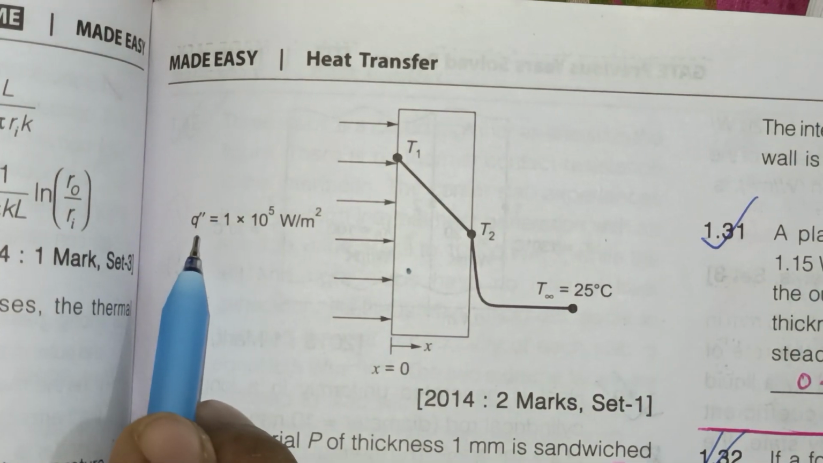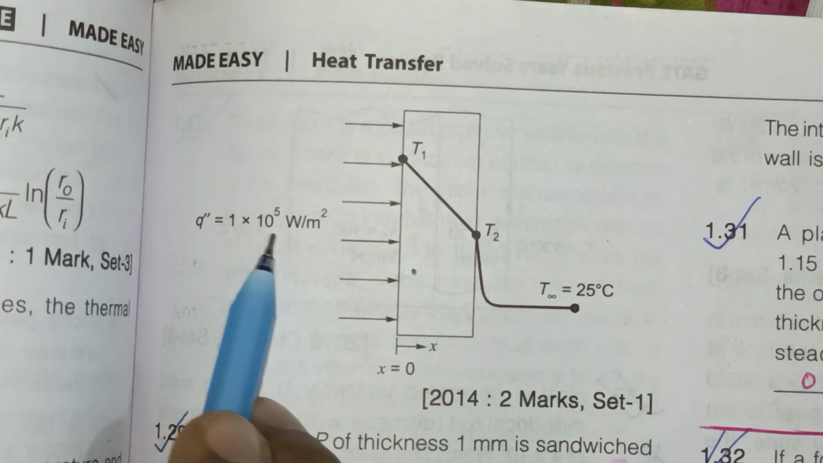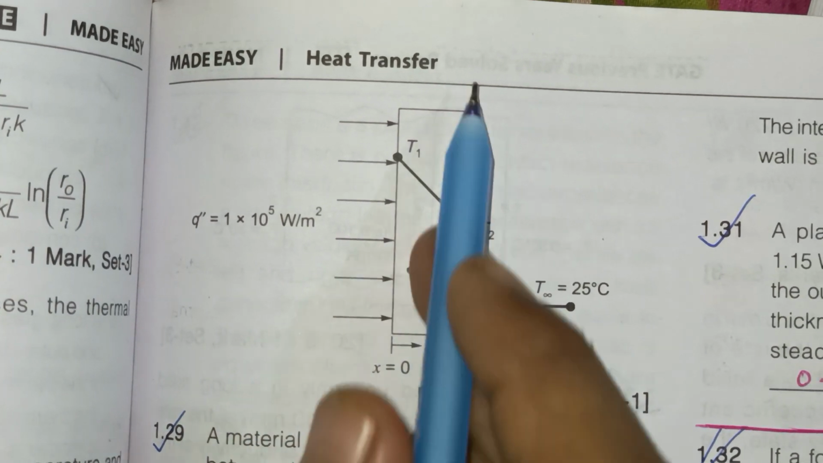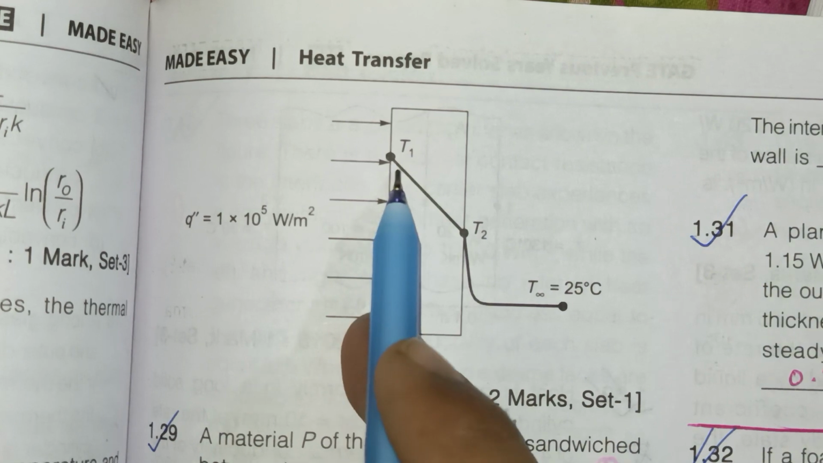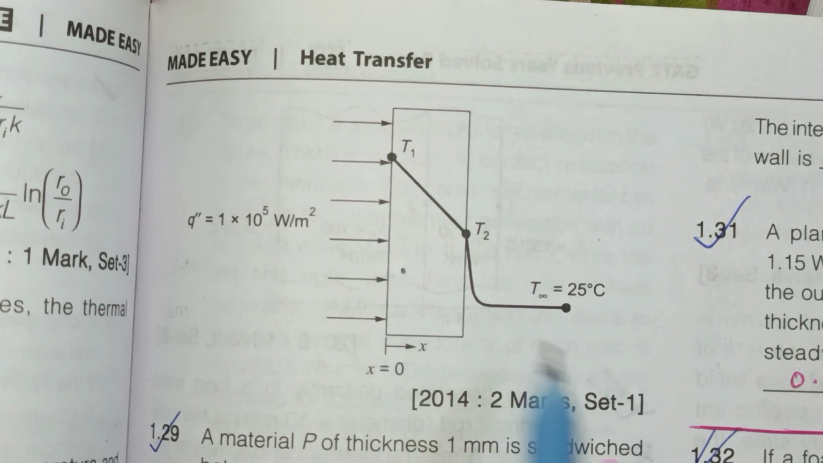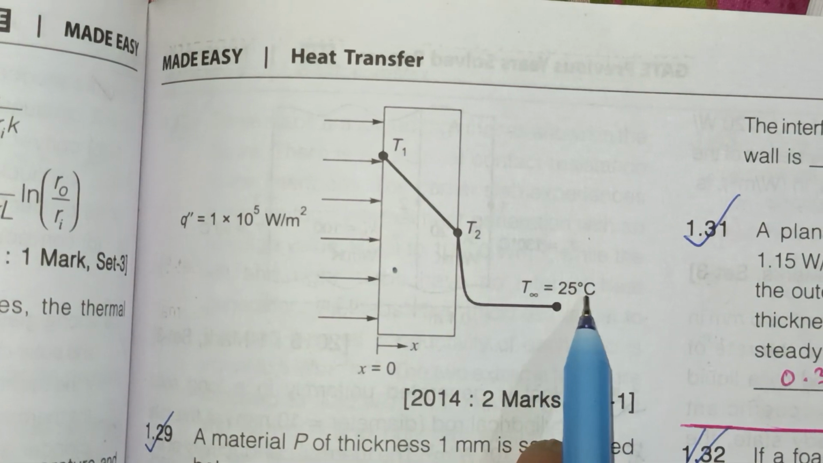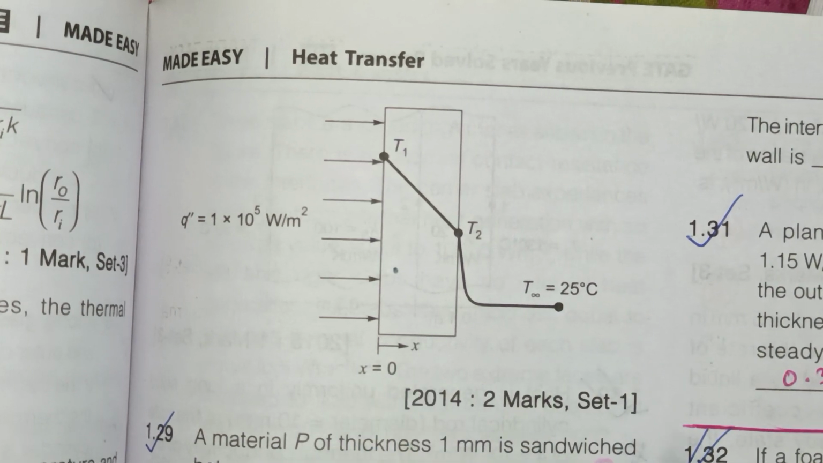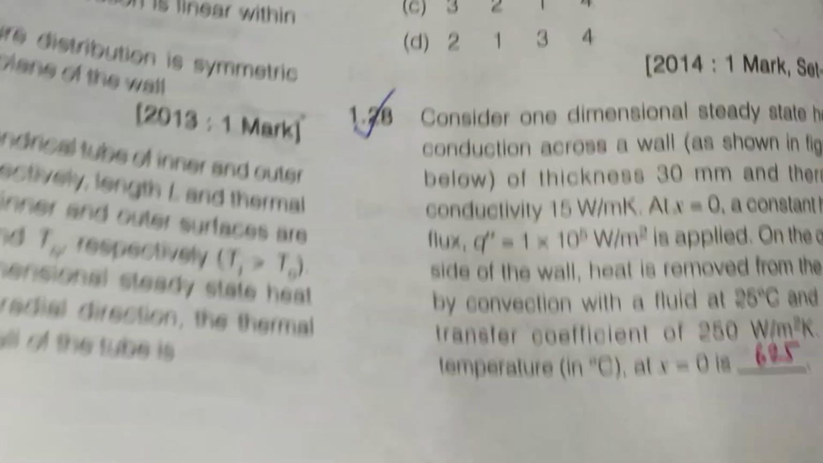So Q double dash, the heat flux, is 1 × 10⁵ watt per meter square, and this is the one plate, their temperature T1 and this is T2, and there is a T infinity temperature, that is 25 degrees Celsius, and in this there is x, and x equal to 0. Okay, so read the question carefully.